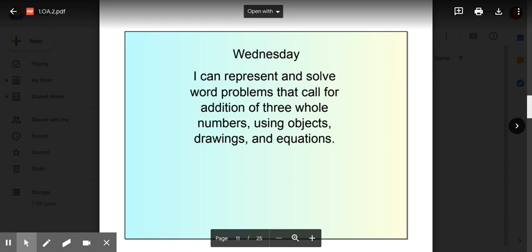Today we're going to be doing some more addition word problems with 3 whole numbers. So let's go ahead and read our I can statement and then we'll get started. I can represent and solve word problems that call for addition of 3 whole numbers using objects, drawings, and equations.